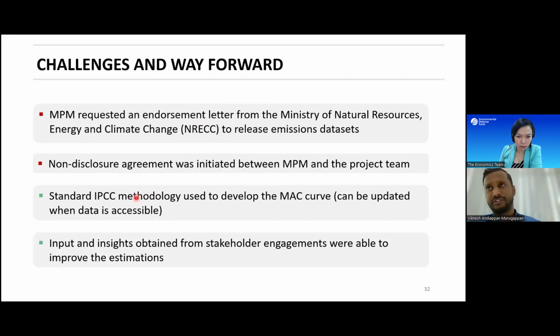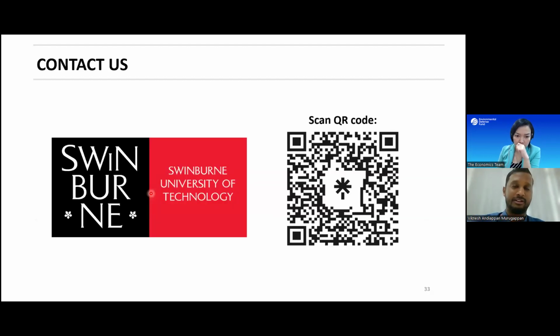We also got a lot of interesting inputs and insights, and based on the data and the updates from there, we were able to improve the estimations, hopefully getting closer to more refined values, which is the aim of our project: to come up with more refined estimations than what has been presented in the past. So with that, thank you very much.